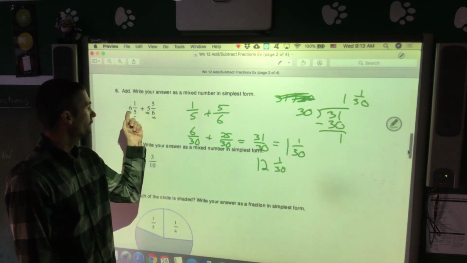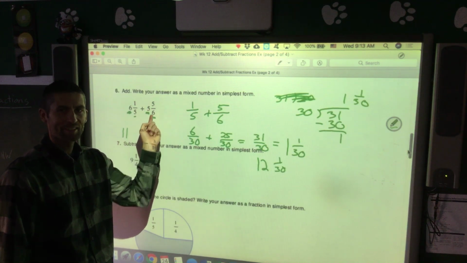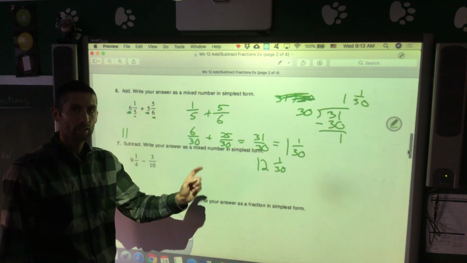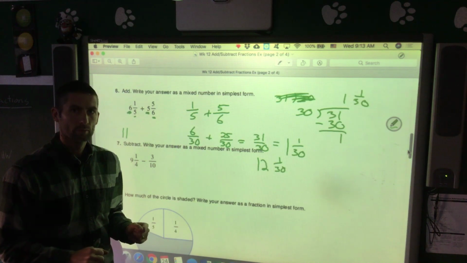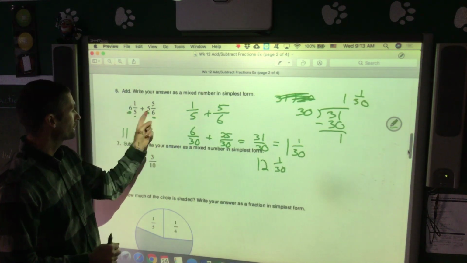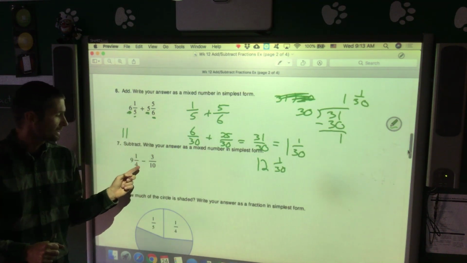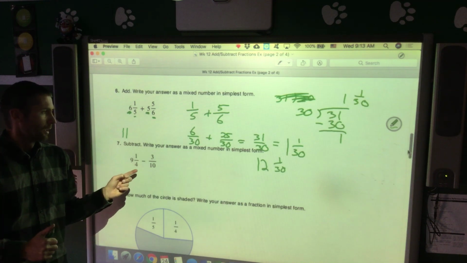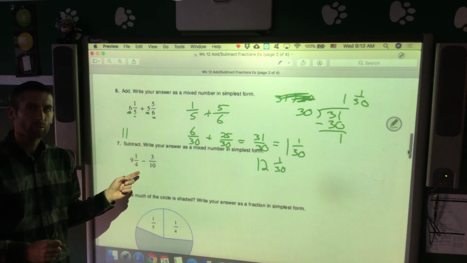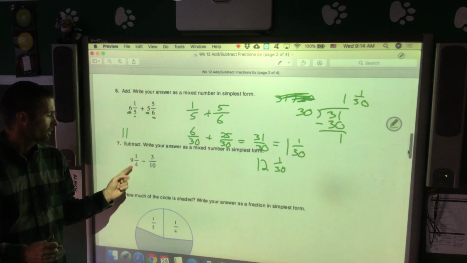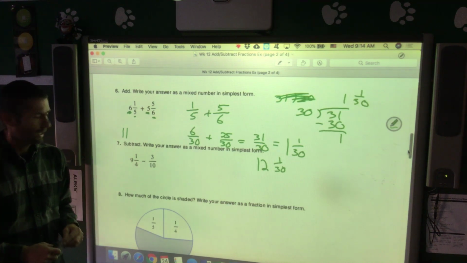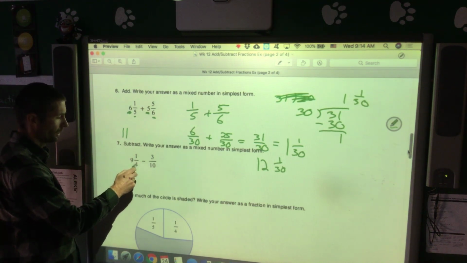Again, you could make these both improper fractions, find a common denominator, and add them, but you're going to end up with some huge numbers. With adding, I like to do it this way. With subtracting, borrowing can get a little difficult, so I think it makes sense when you subtract to just do it as improper fractions. So let's do that on this one.